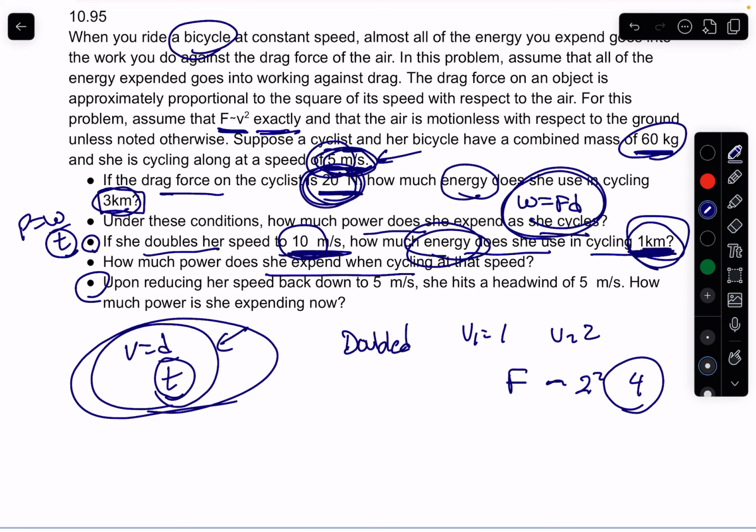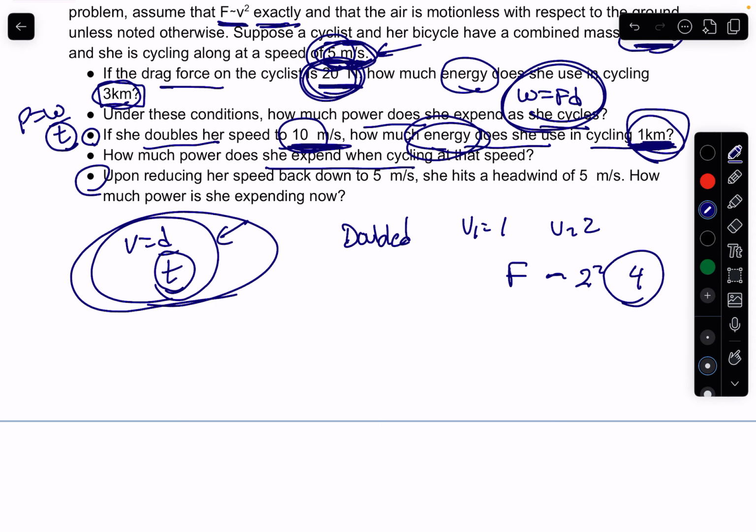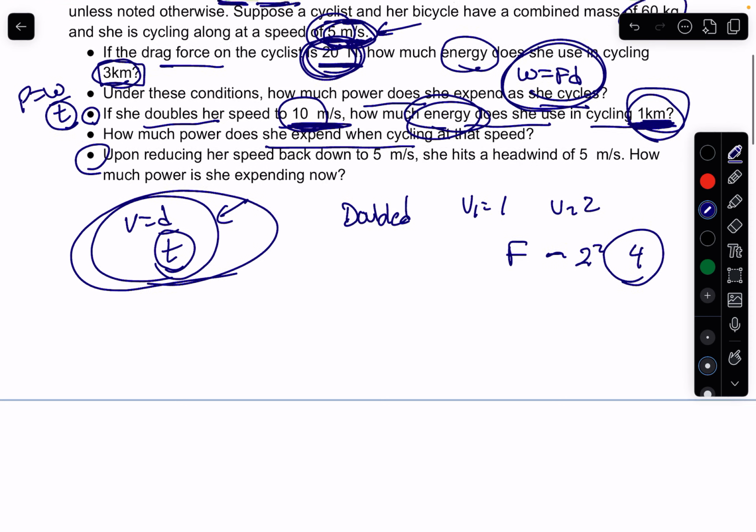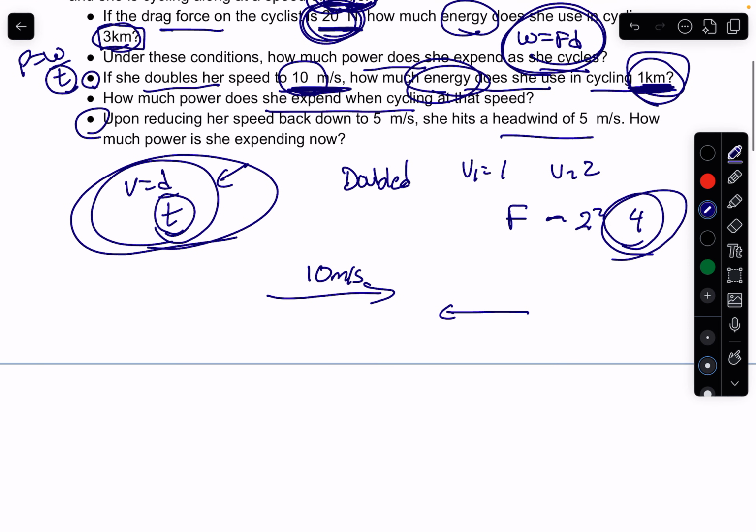Now, we then reduce our speed, but then she discovers she has a headwind. The last question. So she's moving at 5 meters per second, but she has a headwind, so she has to basically be pushing as if at 10 meters per second. The force has to be quadrupled. So it's really similar to the last question. What you want to do is figure out how much power she is expending now.